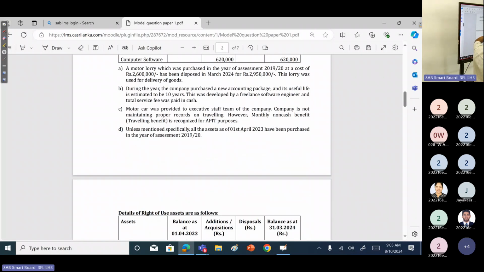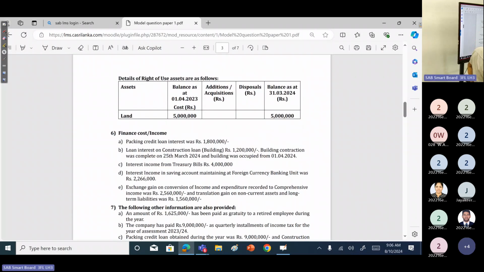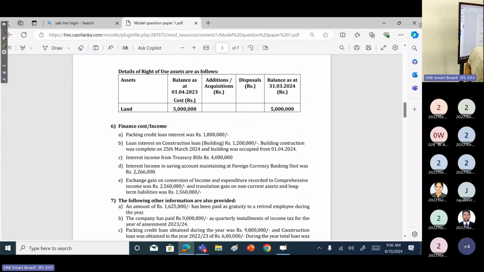So other assets they have purchased in 1920, and a right of use asset, right? 5 million. Packing credit loans, the interest, finance cost and income, they are given the details. Packing credit loan and construction loan for the building. Construction was completed on 25th March. That has already been capitalized. The building, right? And the building was occupied from 1/4/2024. So it is the triggering point for the tax part. What is that?